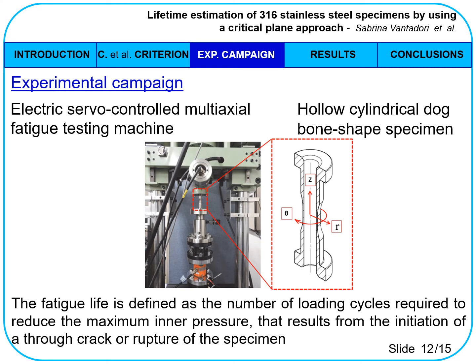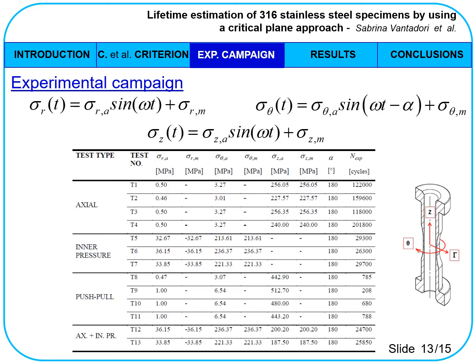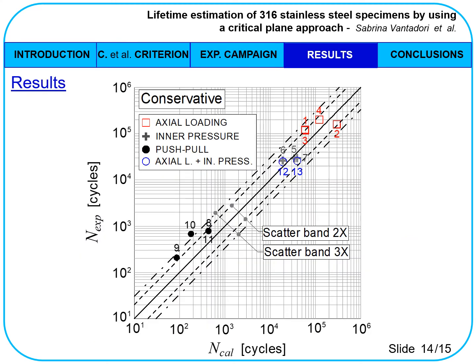The failure life is defined as the number of loading cycles required to reduce the maximum inner pressure that results from the initiation of a through crack or rupture of the specimens. Therefore, under both axial and push-pull loading, a constant inner pressure of 1 megapascal is applied during the test. The details of the loading conditions examined are shown here.